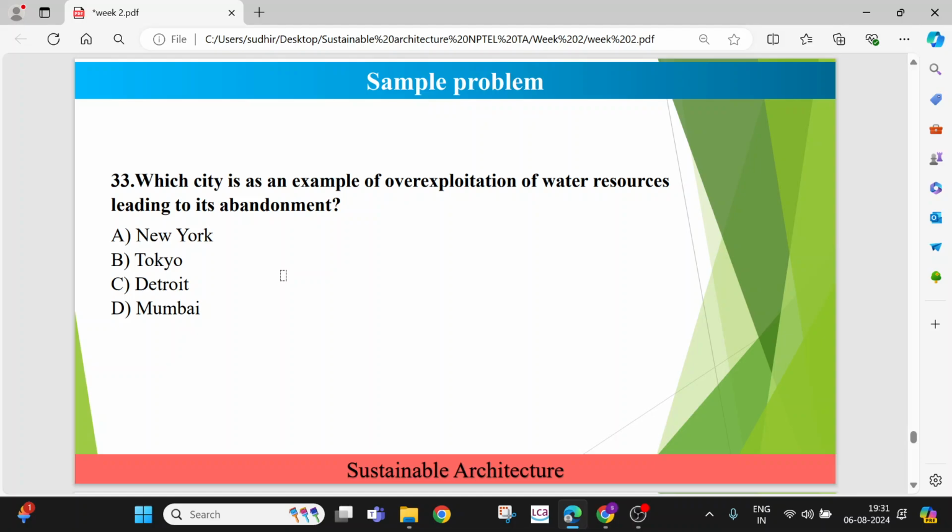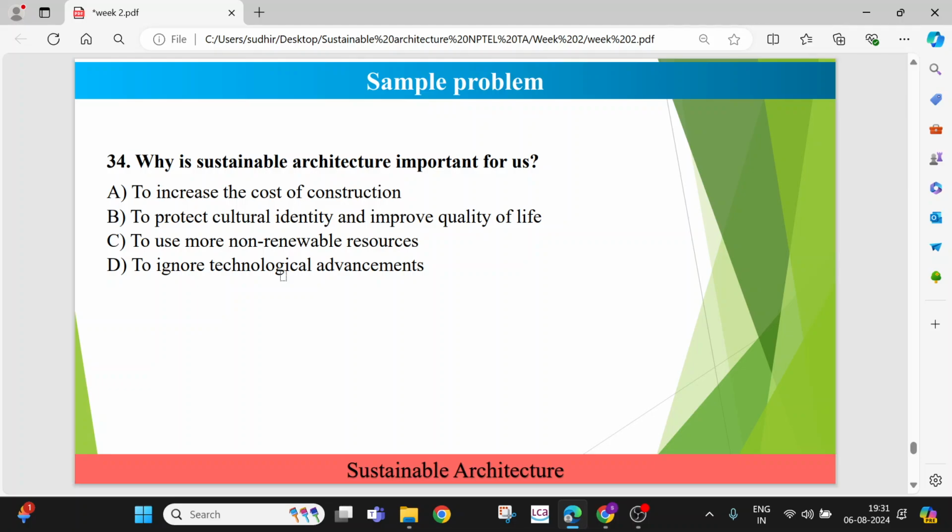So this is the next question. Question number 34. Option B. Option B, sir. Yes. So option B is the right answer for this question. And I think all of you will be able to answer this question without much explanation. So let's move to the next question. Question number 35.